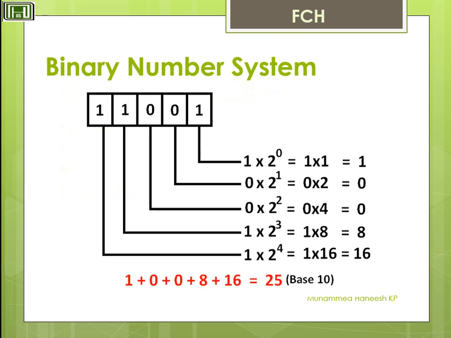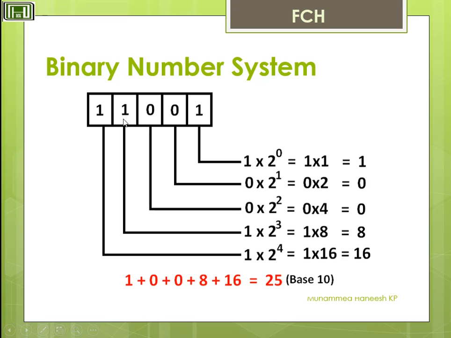See, here we have a binary number, that is 11001. You count the positions from this side, that is 0 1 2 3 4, like that. Then the first digit, that is 1, is at position 4, that is 2 raised to 4. So 1 into 2 raised to 4, that is 1 into 16, equal to 16.